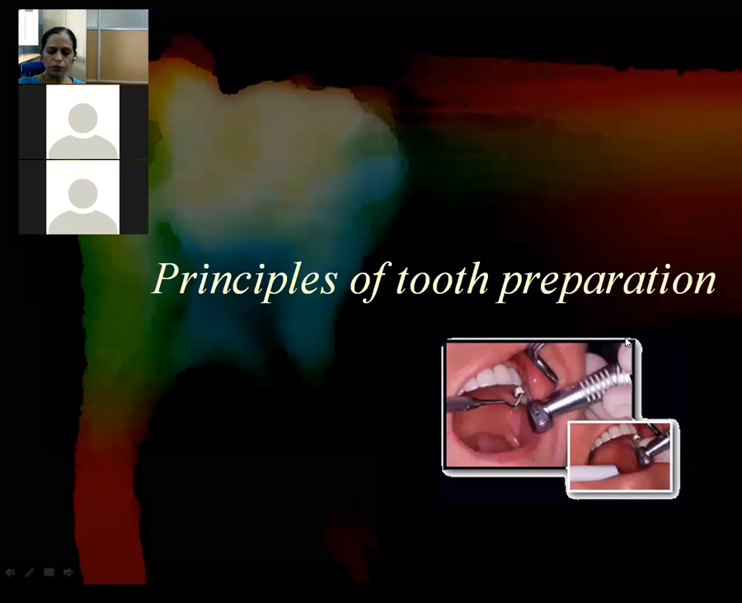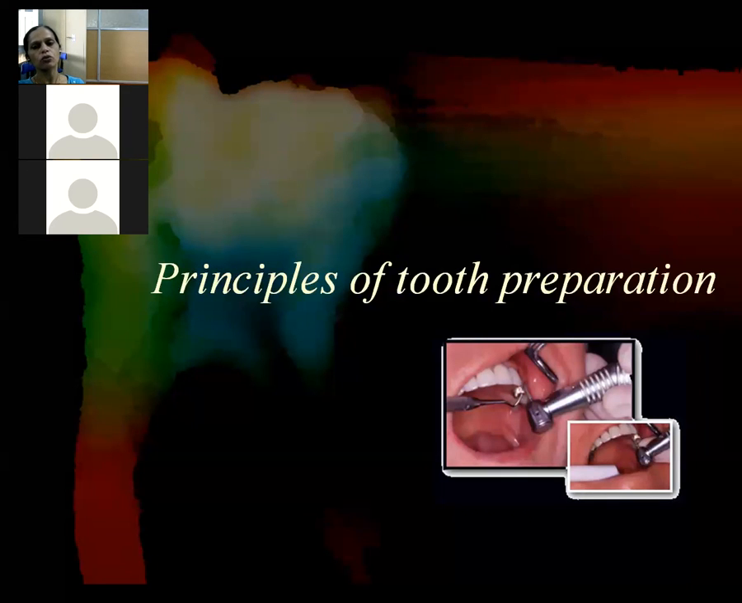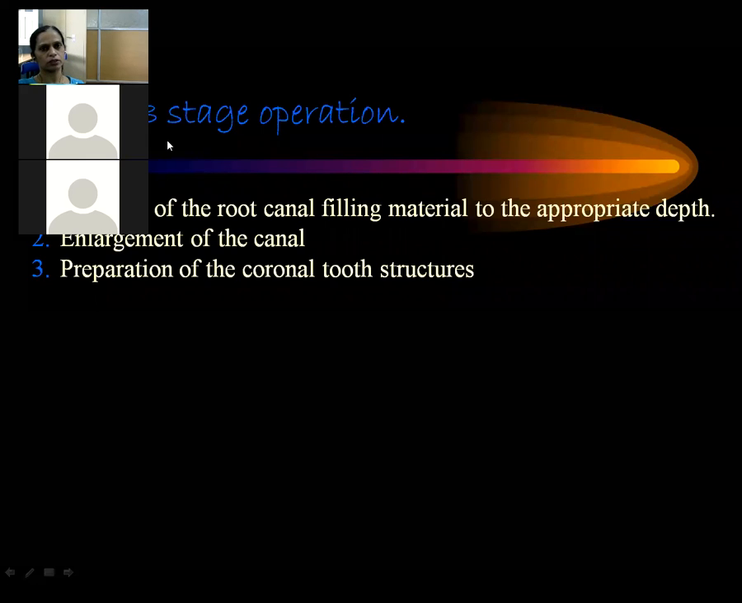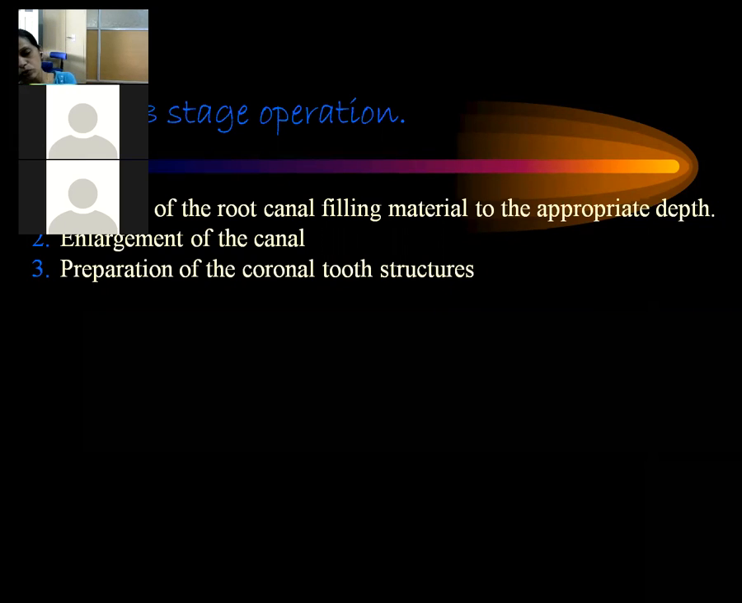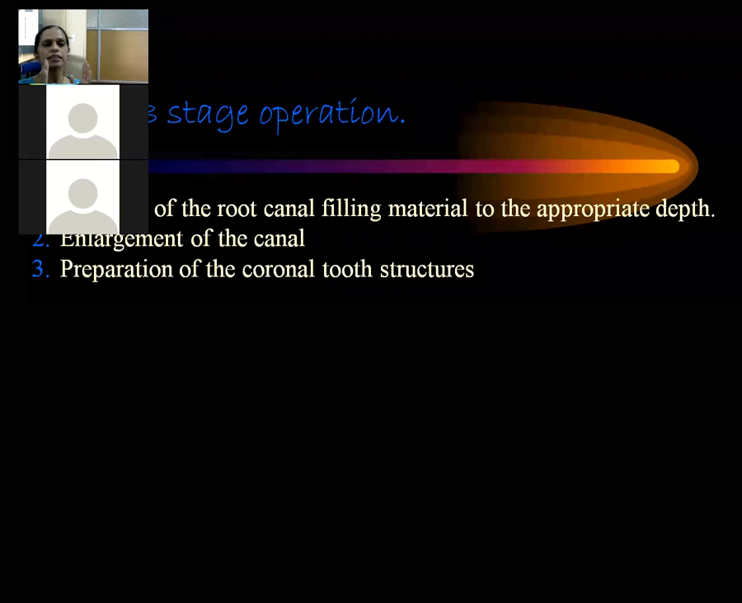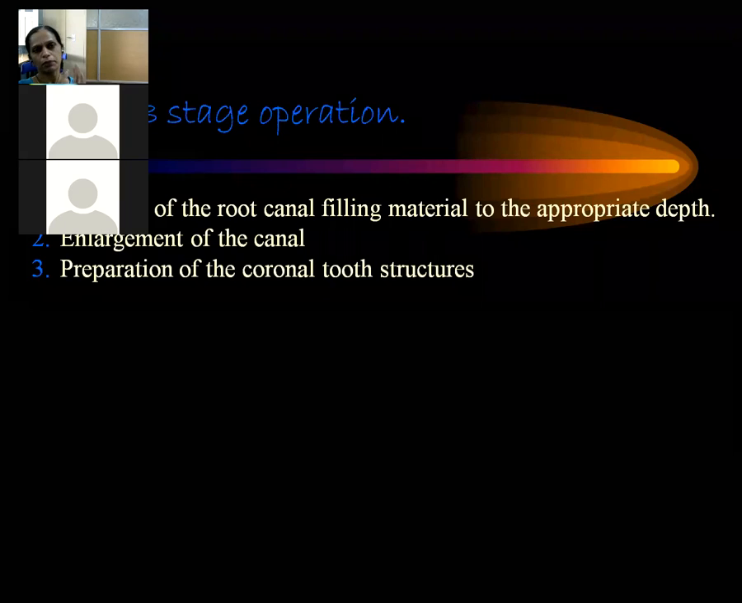Now, how to prepare a tooth for the post and core? Now you know how to select the post and how to select the core. Next is how to prepare the tooth. There is a three-stage preparation. So now you have selected the post, now you know which core you have to use. Now how to prepare it. See, post and core is always done in an RCT treated tooth, as the tooth is badly disrupted and the pulp is completely damaged.